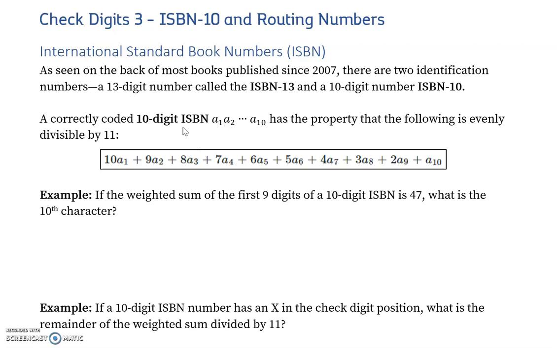So basically, if we have a 10-digit ISBN, if it is correctly coded, then we have this funky little scheme down here. It's not as easy as alternating 3s and 1s. We have all these different weights. It goes from 10, 9, 8, all the way down to the very last digit. The 10th digit just has a weight of 1. So this weighted sum is evenly divisible by 11.